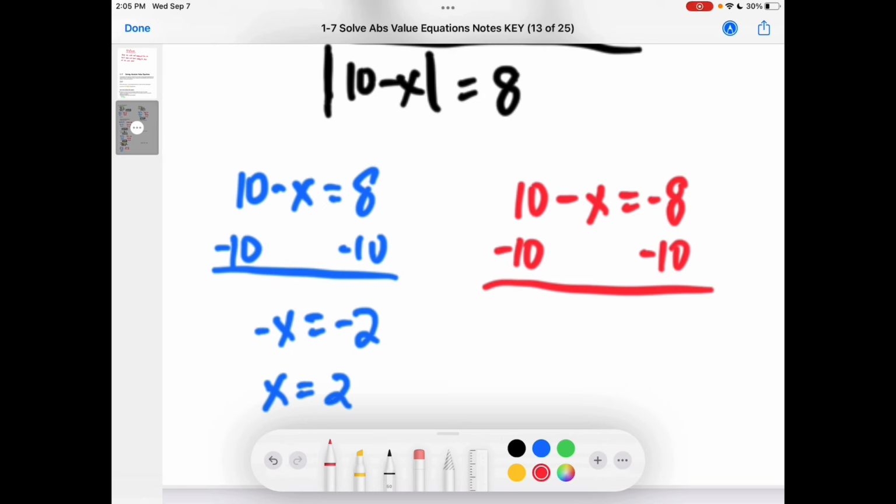Excuse me. Same thing over here on the other one. Negative x equals negative 18. Positive x equals positive 18.